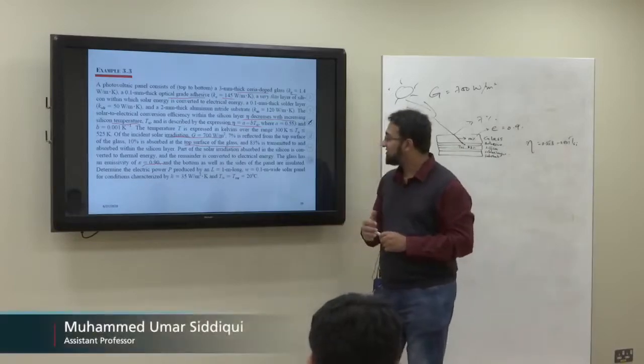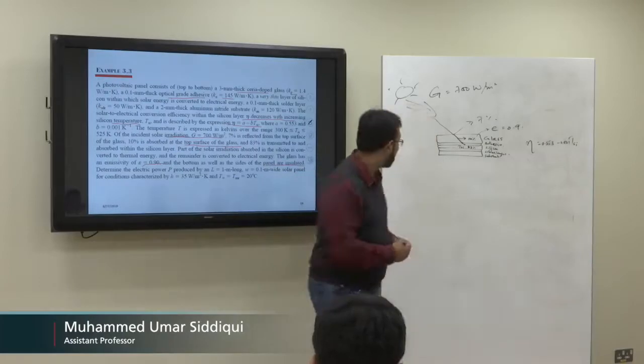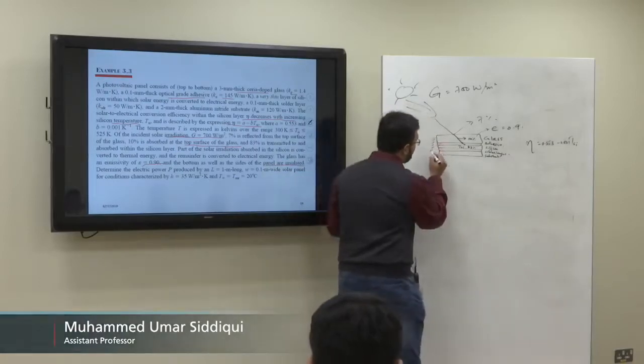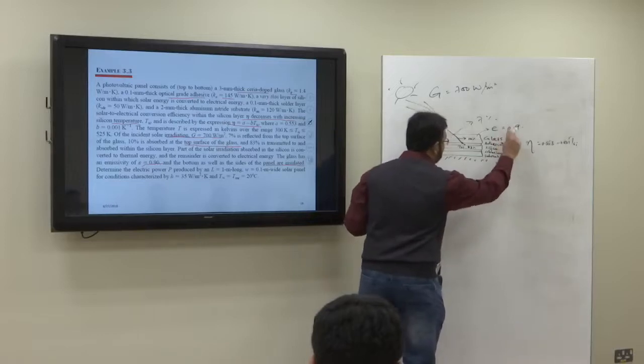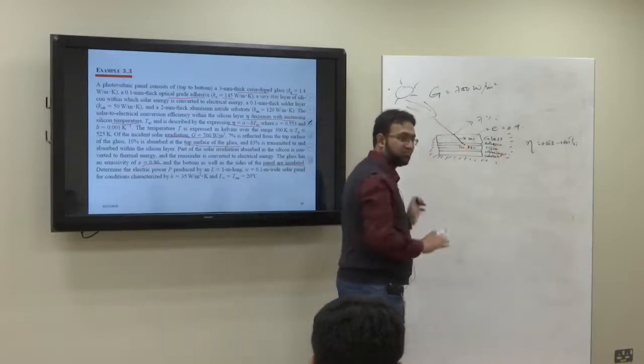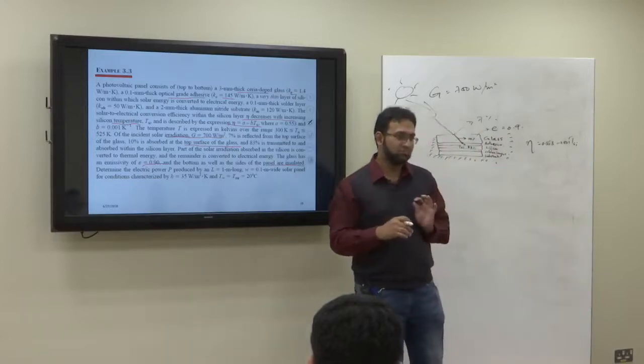And the bottom as well as the sides of the panel are insulated. So there are sides as well as bottom, sides and bottom are insulated. Only the top is the one from where heat can be lost. Okay.